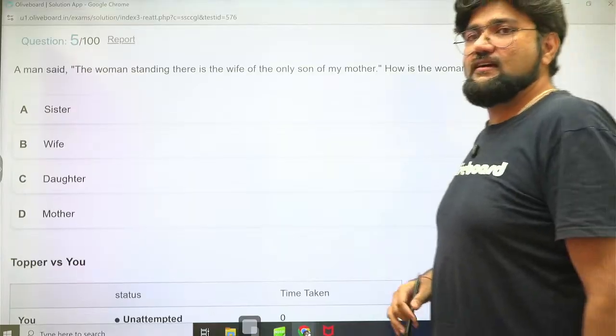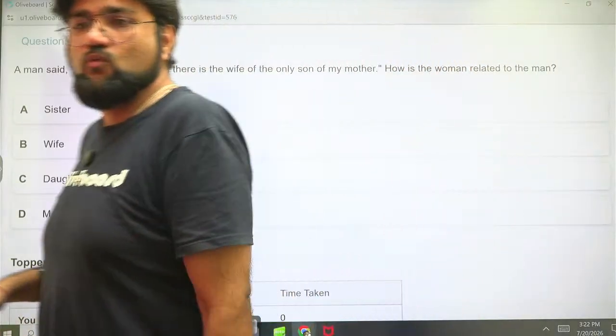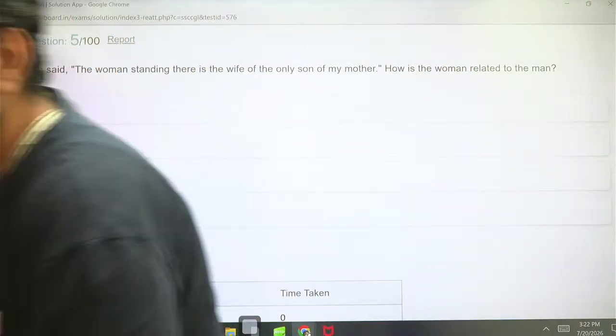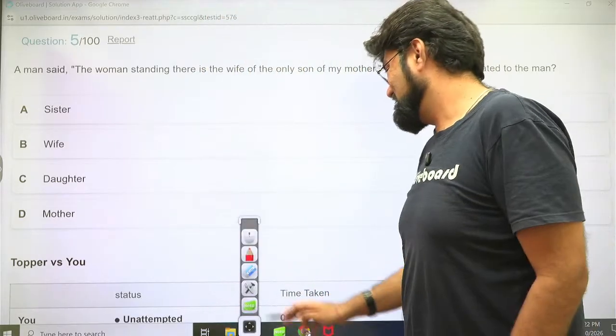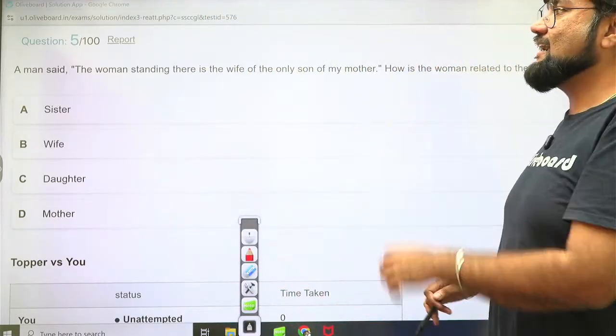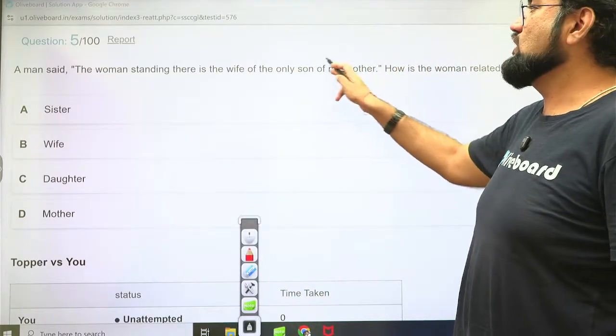Visual means it will test how quickly you can scan through things. Oh, good. We are getting answers today. Excellent. Good job. Now, a man said, the woman standing there is the wife of the only son of my mother.